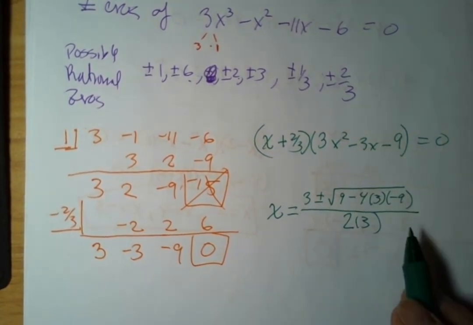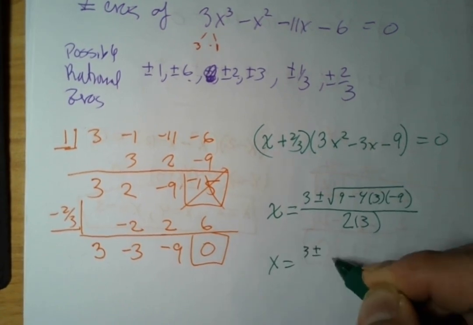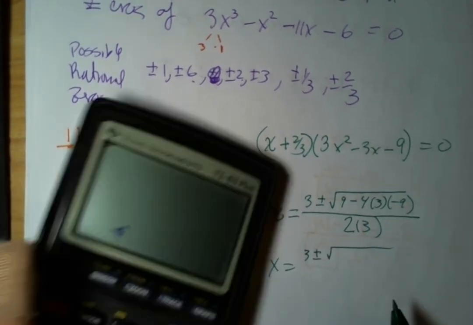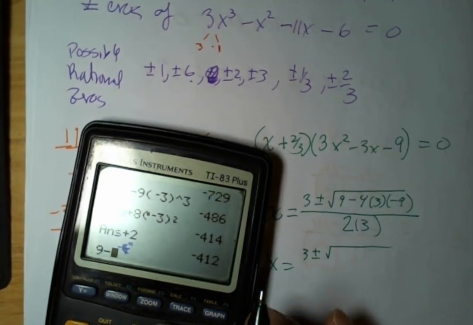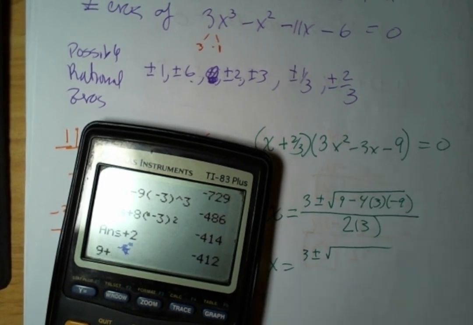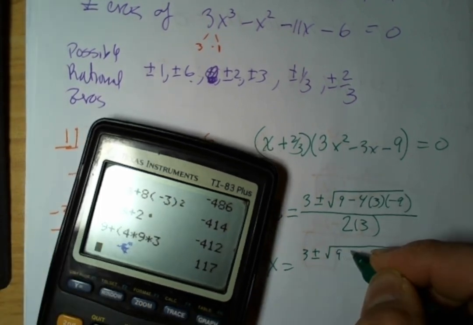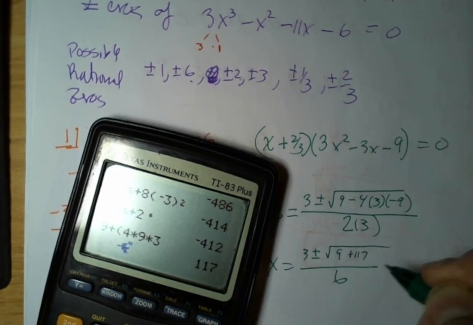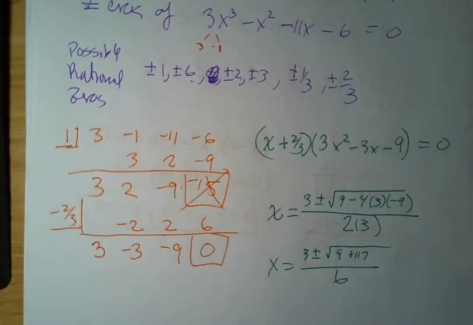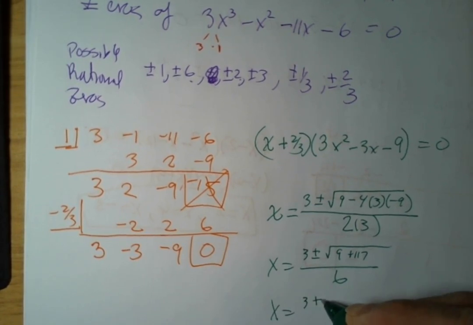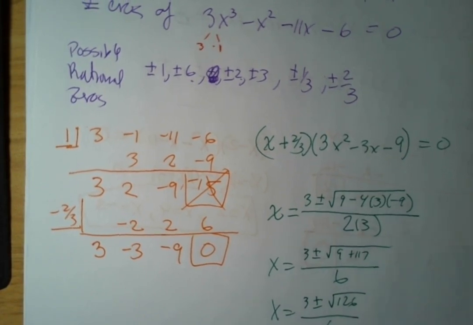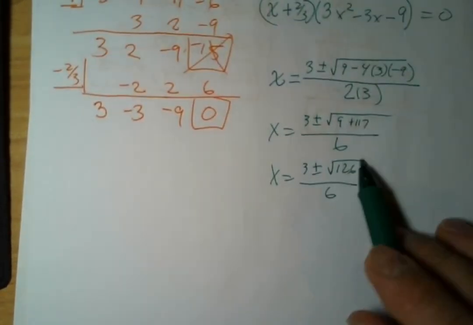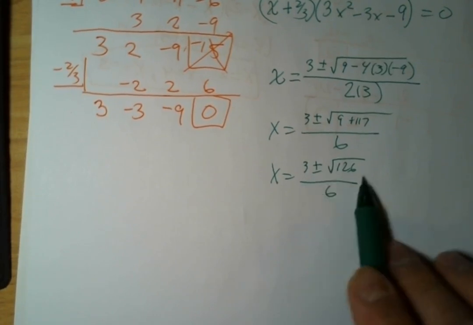Take my calculator out. So we get x equals 3 plus or minus, well, here we'll get 9, minus, actually it should be plus, since the minus and minus, 4 times 9 times 3. So 9 plus 117 over 6, and 117 plus 9 is 126 over 6. Okay, so those are my other two zeros, the plus and the minus.